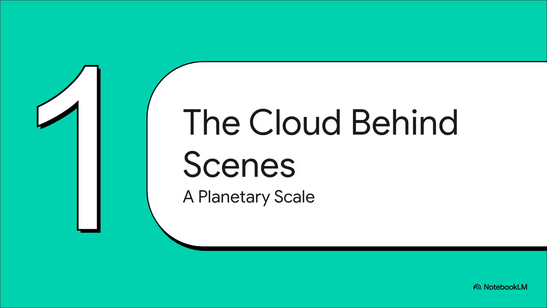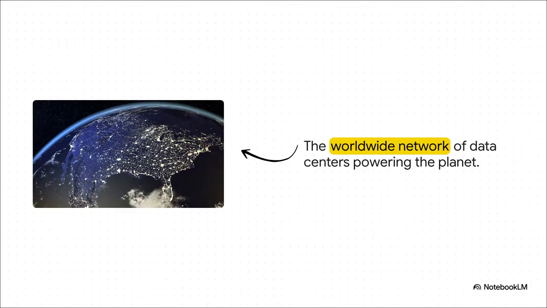All right, Section 1, the cloud behind the scenes. Let's look at this on a literal planetary scale. See, when we talk about AWS Global Infrastructure, we aren't talking about something invisible. It is an actual, tangible, worldwide network. We're talking highly secure data centers, massive storage and security systems, endless rows of servers, and ultra-fast private fiber networks crisscrossing the globe.